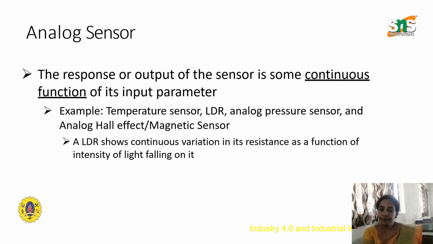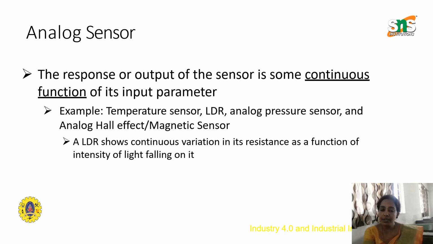These are like temperature sensors, light sensors, LDR sensors, analog pressure sensors, and analog Hall effect magnetic sensors. So we have magnetic needles, the magnetic compass to determine directions, the pressure meter to determine pressure, the analog meter, and the temperature detector for fever detection. So these are like temperature sensors which will be producing analog data.